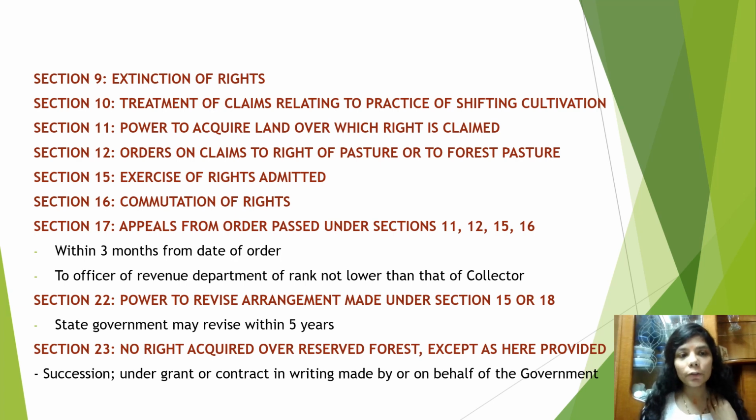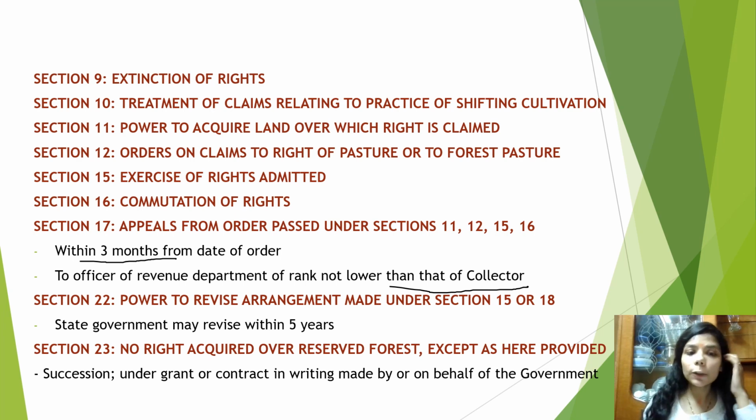Now why I have written all these sections 12, 15, 16 is that appeals from the orders passed under these sections have to be made within 3 months. This is important. And to whom? To an officer of the revenue department whose rank is not lower than that of a collector. So these are the areas from where questions are being framed. Section 22, power to revise arrangements made under section 15 or 18, and the state government may revise such arrangements within 5 years.